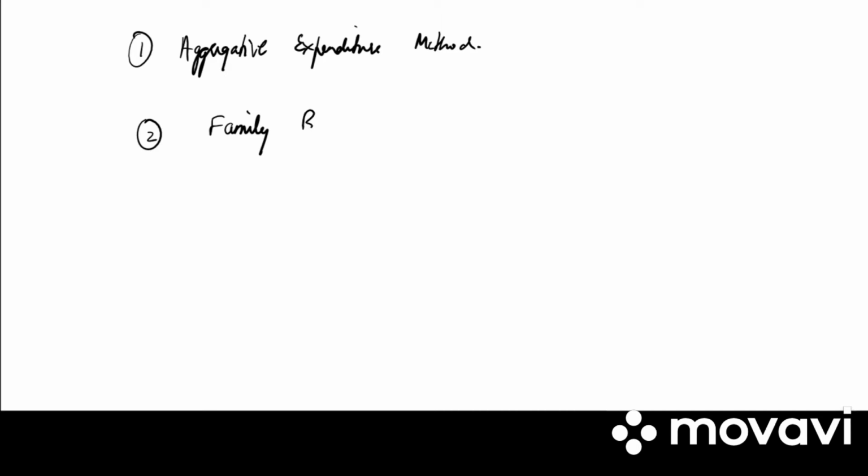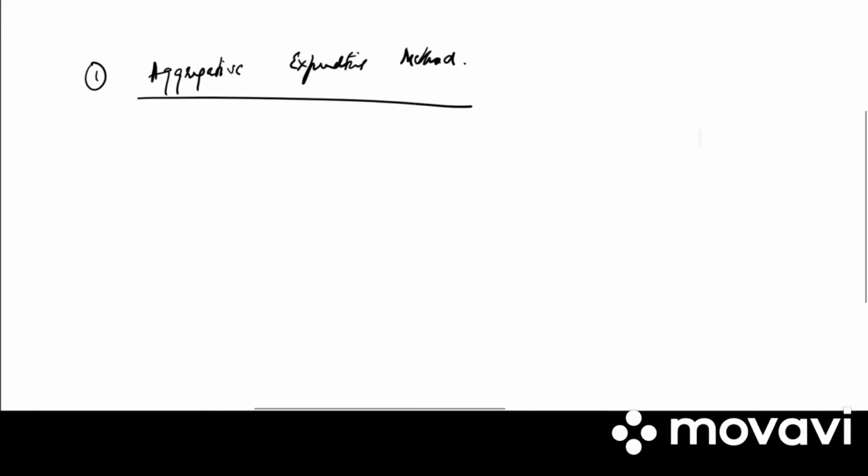Okay, write down the next side heading: methods of constructing consumer price index number. Under that, first we have the aggregative expenditure method, and second we have the family budget method. So write down the first one: aggregative expenditure method. So this is the same as what we have studied as Laspeyres' method.